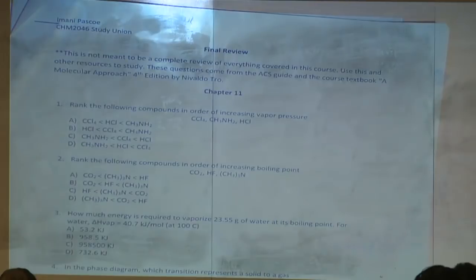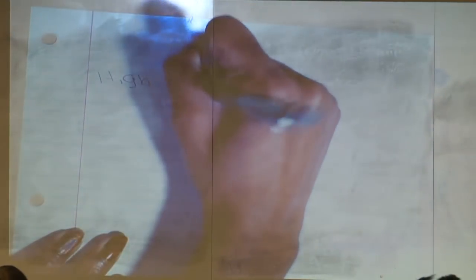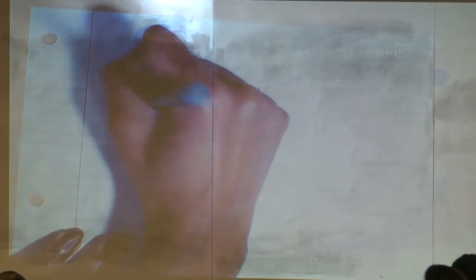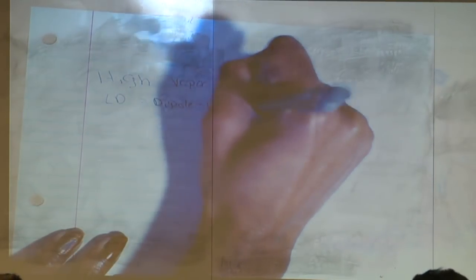All right. The first question says rank the following compounds in order of increasing vapor pressure. Vapor pressure increases with the smallest intermolecular force. So, okay, high vapor pressure. LD stands for London dispersion. So London dispersion forces are going to have the highest, and then dipole-dipole, and then the hydrogen bond.